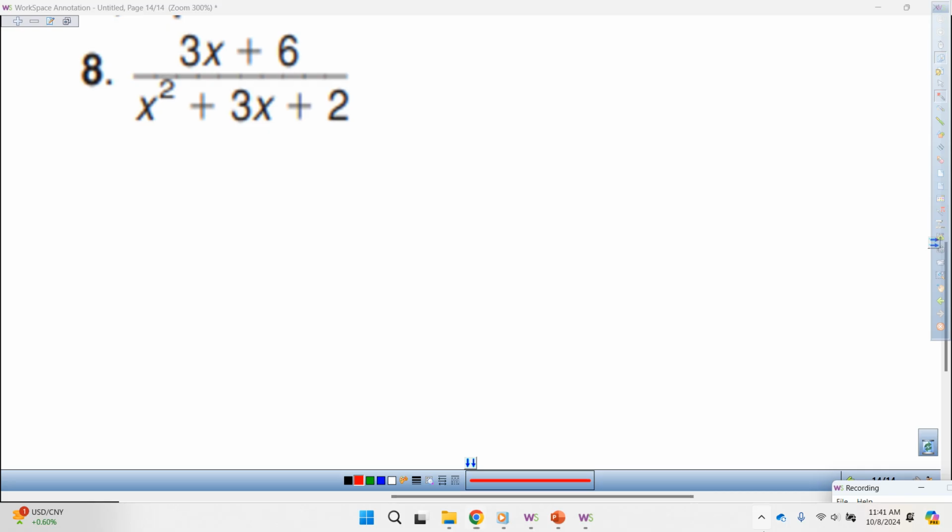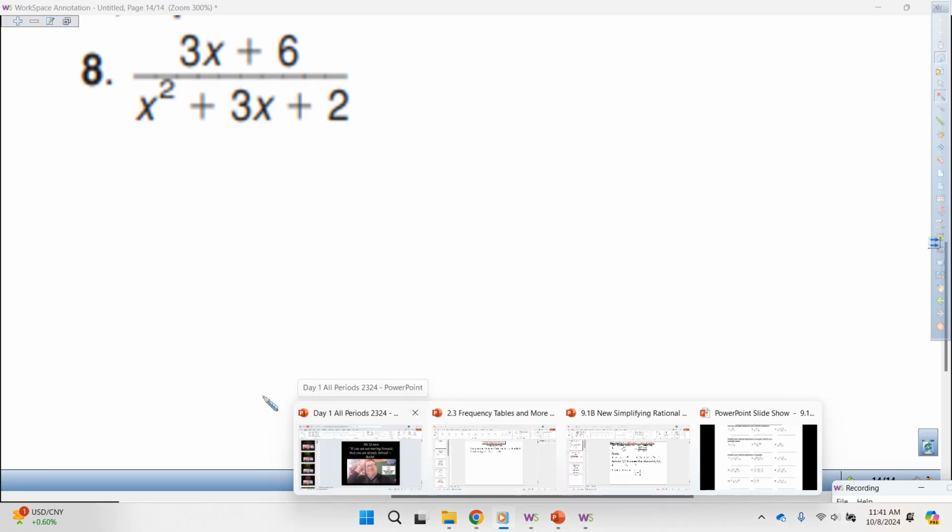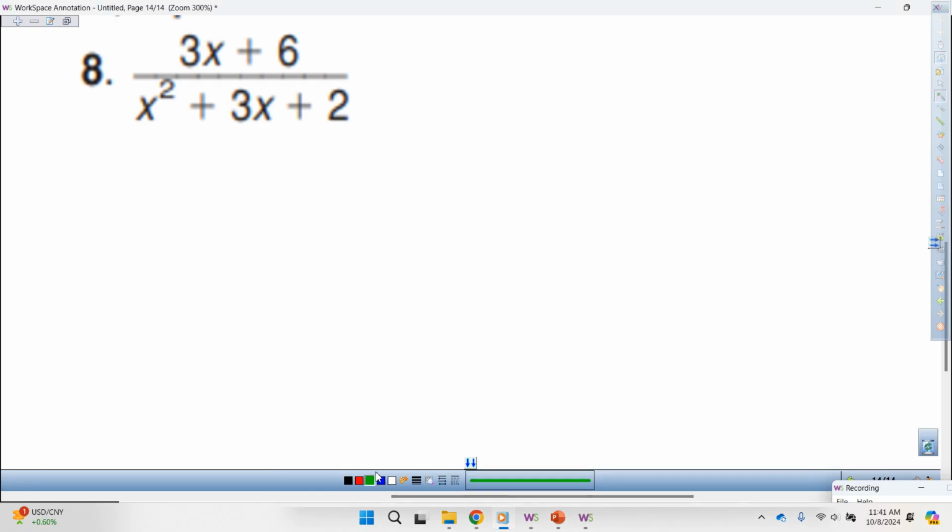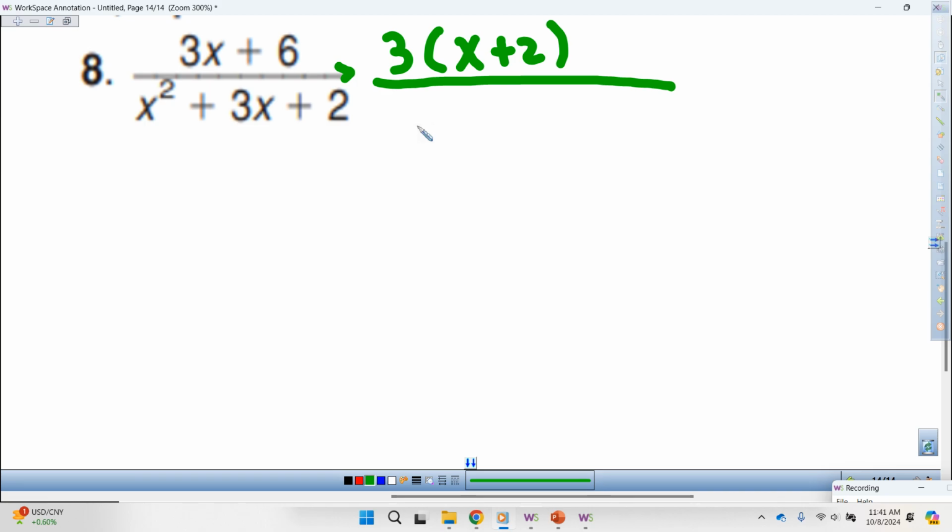Who went last? Enrique? Was it you? Oh, no, Monse. Pass to someone, Monse. Annette, GCF for the numerator, 3, and that leaves us with x plus 2. Okay. Denominator, factors, pass to someone. Abby, factors for the denominator. x plus 2, x plus 1, hands if you got it right there.